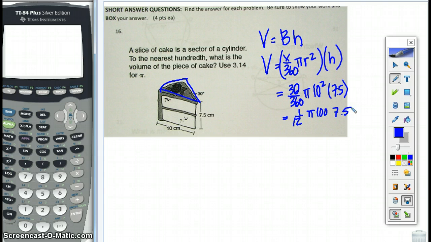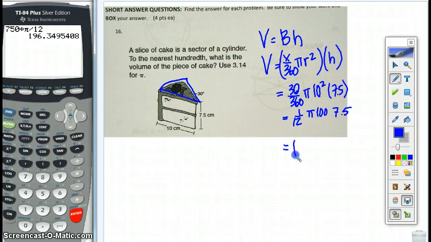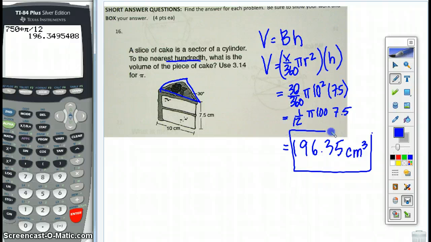Okay, so at this point I'll grab the calculator and type some of this in. 100 times 7.5 is 750. And of course my calculator didn't type it correctly. 750 times pi divided by 12. And here we get the answer, 196.35, rounding to the nearest hundredth. And my units are centimeters, and volume is cubed. So I've got the right units, and there's my answer.